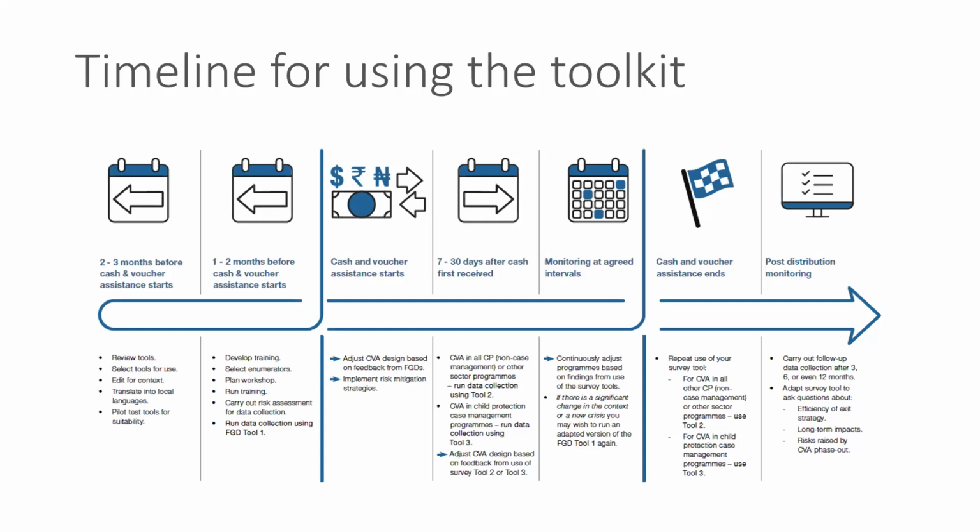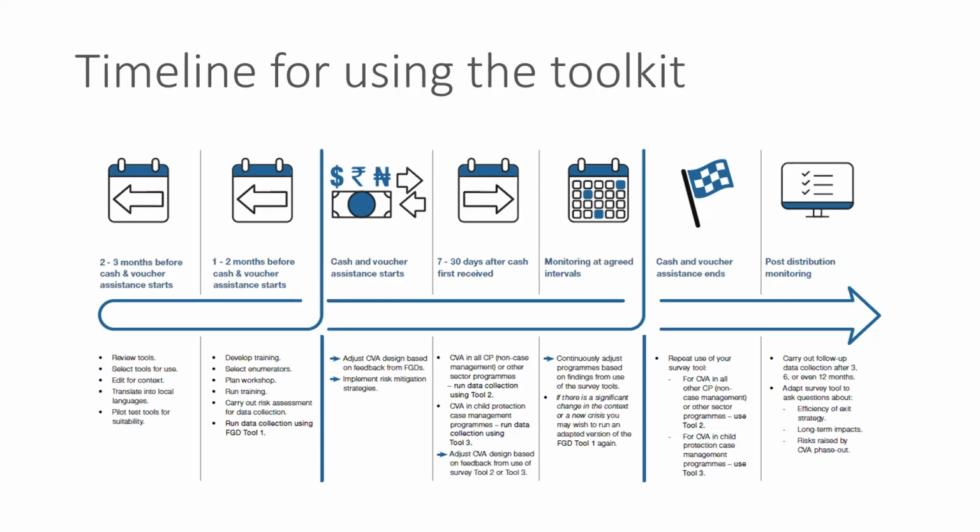Then ideally a month before you start cash and voucher assistance, you would use the first tool, so tool 1, that, as we discussed, acted a little bit as a baseline, but also an assessment, a risk assessment that enables you to identify what needs to be done to ensure that the cash transfer is child sensitive, and also to identify potential risks that you would want to mitigate throughout the implementation of the cash program.